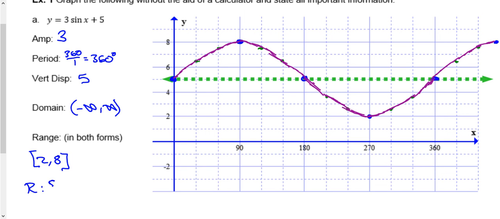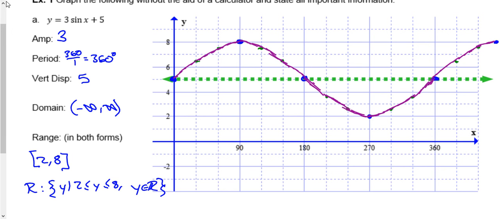Range in set notation should look something like this. Y such that y is between 2 and 8, y is an element of the reals. And there we go, that would have been our set notation.